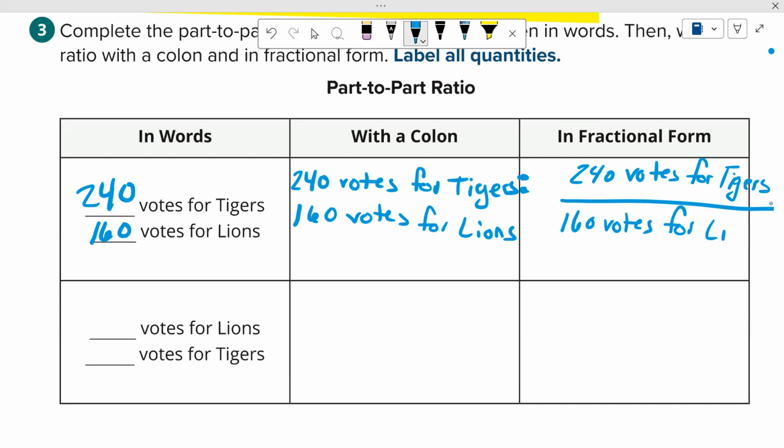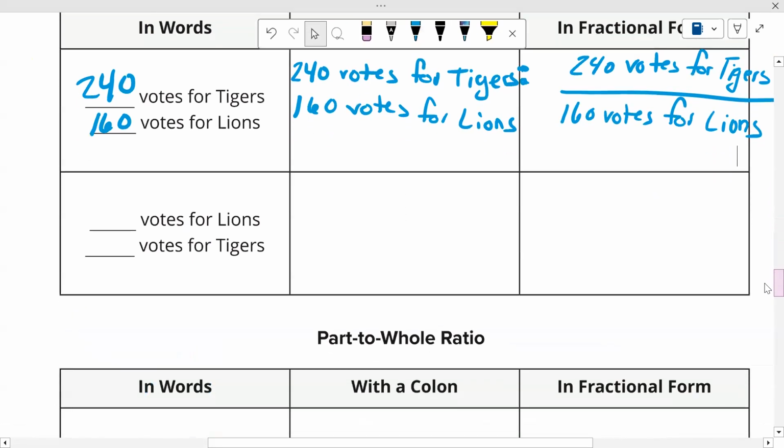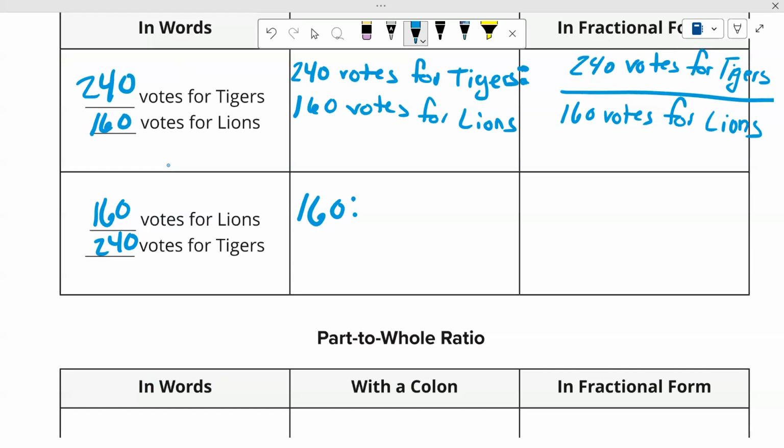A lot of time, just to show you guys this, I'm just going to show this without all the words for the second one. So we know here on the bottom one, we're going to reverse it. We want lions to tigers. So when we're trying to do the math and stuff, sometimes the words aren't really necessary, and you can just do the numbers like this. Okay.